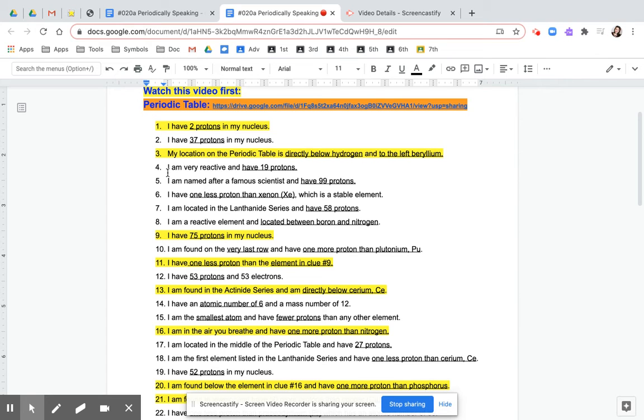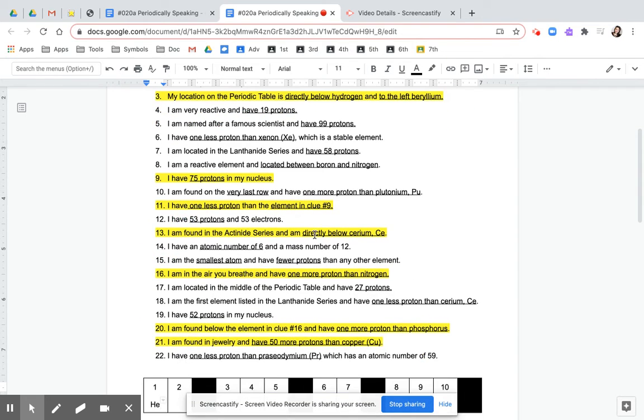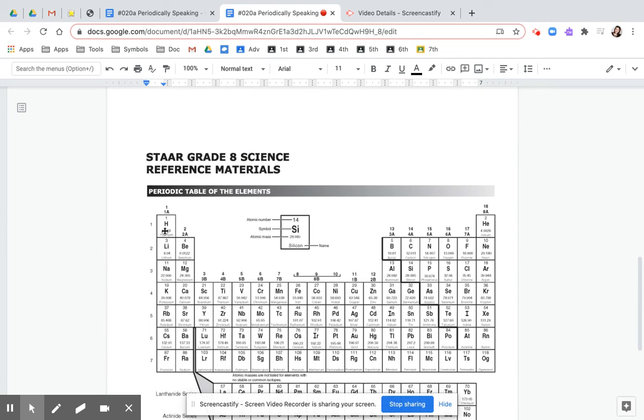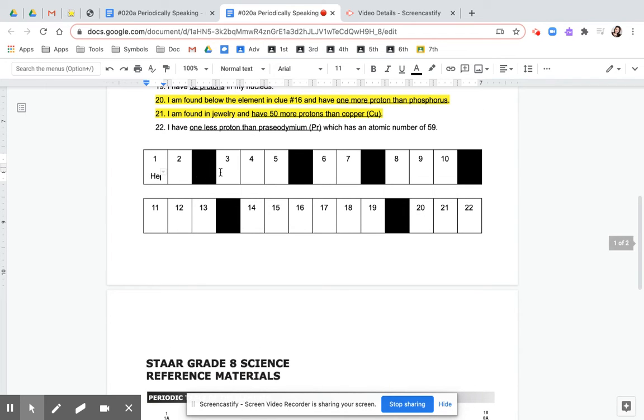Let's do number 2 says I have 37 protons in my nucleus. Number 3, my location on the periodic table is directly below hydrogen and to the left of beryllium. So clues are directly below hydrogen to the left of beryllium. Okay, so that's for number 3. So directly below hydrogen, so here's hydrogen, directly below it, and to the left of beryllium. So beryllium's right here to the left. So it's lithium, Li.